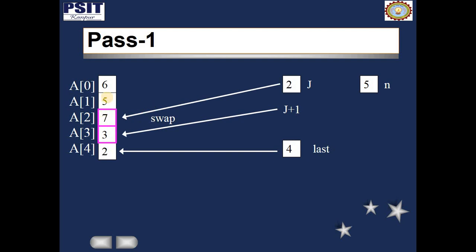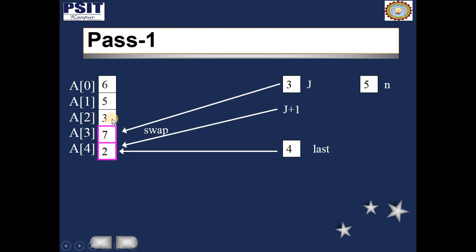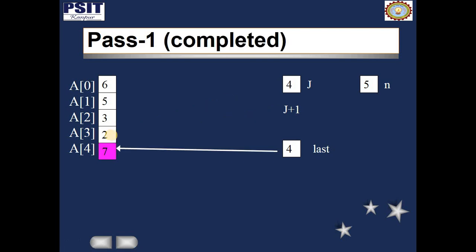So after swapping I will get this arrangement. Now in the next step j is incremented and it becomes 2. The adjacent element, j plus 1, is 3. So 7 is compared with 3. 3 is smaller, so swapping will take place. After swapping this becomes 6 5 3 7 and 2. In the last step j is incremented to 3 and the adjacent element j plus 1 is the 4th index, and at the 4th index 2 is stored. So I am going to compare 7 with 2. Here 2 is smaller, so swapping will take place. After swapping I will get this arrangement.